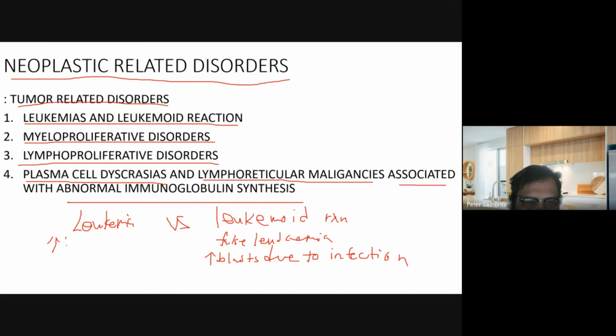While your leukemia naman would have increased blasts due to bone marrow abnormality. Again, kapag leukemia, you would have increased blast due to bone marrow abnormality. Kapag leukemoid reaction, this is a false leukemia. You have increased blast due to infection, specifically severe infections.